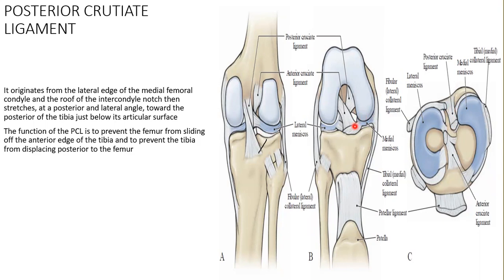These two form a cross, hence the name cruciate ligament. The function of the posterior cruciate ligament is to prevent the femur from sliding off the anterior edge of the tibia and to prevent the tibia from displacing posterior to the femur. So basically the tibia cannot go posteriorly because it will be stopped by the posterior cruciate ligament.